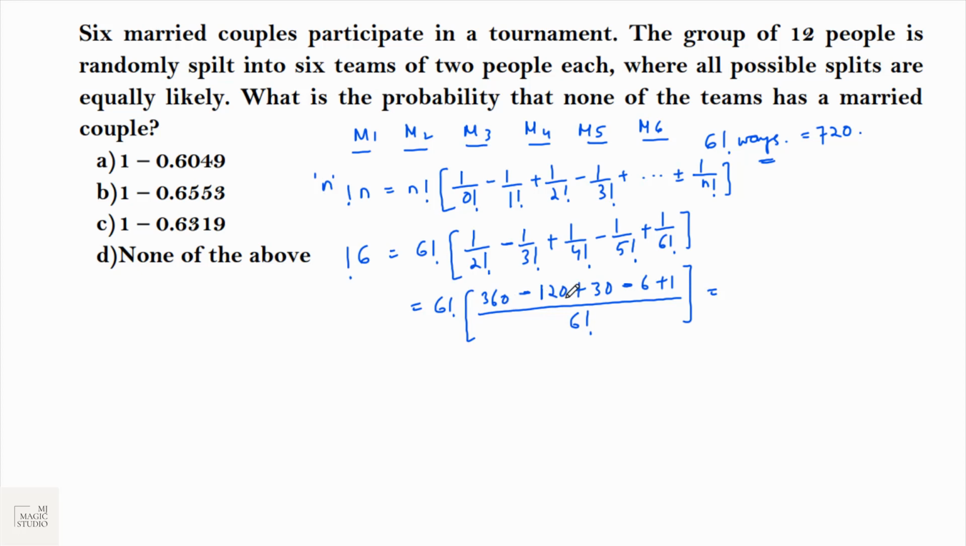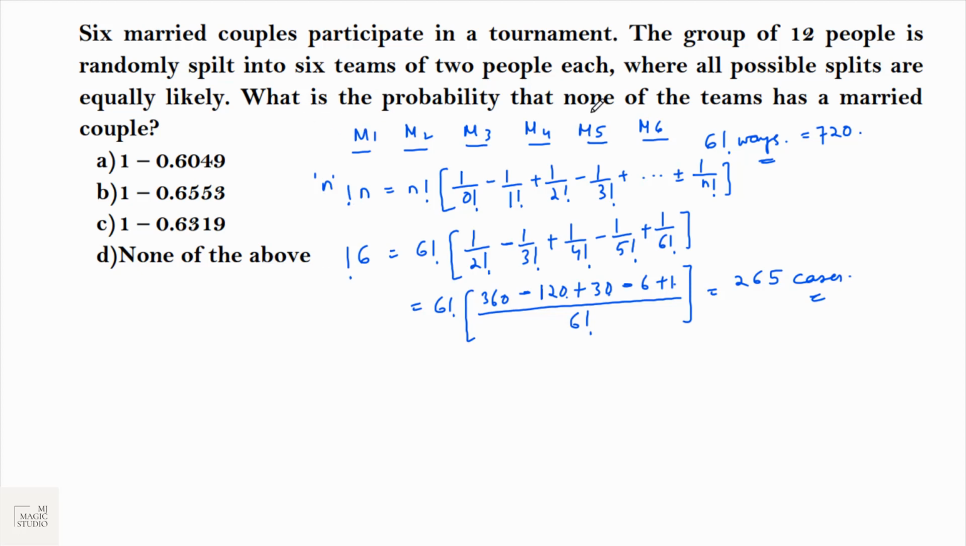How much will this be? 240, 270, 271 minus 6, 265. 265 cases. So out of 720 cases, 265 cases are such that none of the numbers will go to its own number. 1 will not go to 1, 2 will not go to 2, and likewise 6 will not go to 6. There should be 265 such cases.